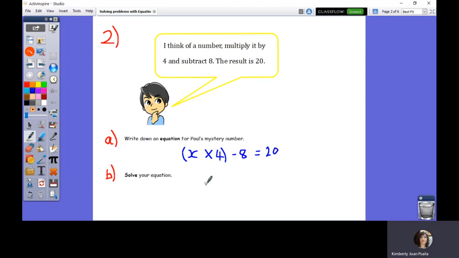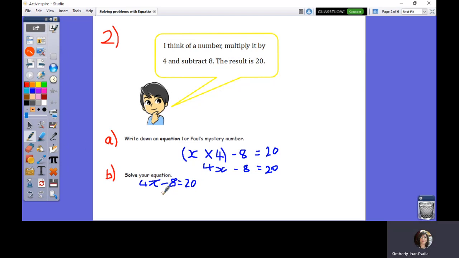You can arrange this equation by writing x times 4 as 4x. Okay, we don't write multiplication in algebra. So we have 4x minus 8 is equal to 20. And there you have your equation. Now in B we have to solve the equation. Okay, so again I'm going to write it down again. So we have 4x minus 8 is equal to 20.